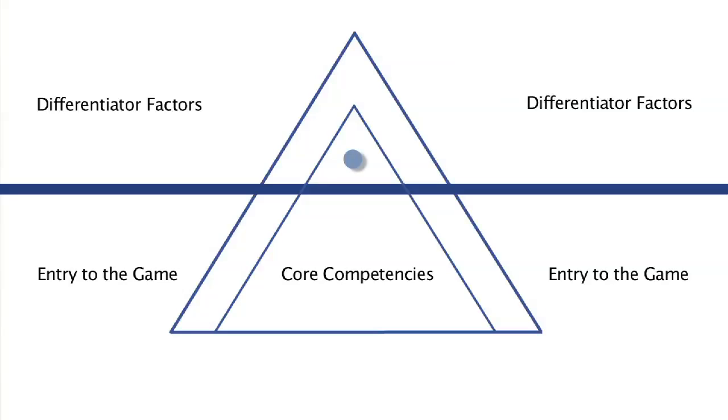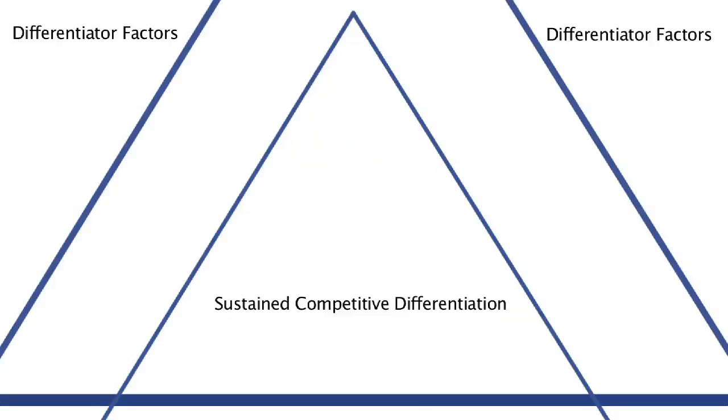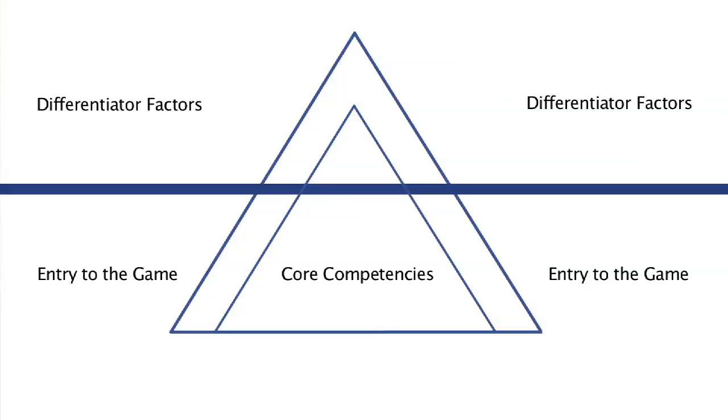And that little area above the line where your core competencies have moved into the differentiation phase, we call sustained competitive differentiation. In essence, this is the strategic sweet spot. This is where you have developed a differentiation in the eyes of the market that is not easily copied by your competitors. We need to acknowledge that there is a significant area above the line that is outside of the core. This we call tactical advantage.